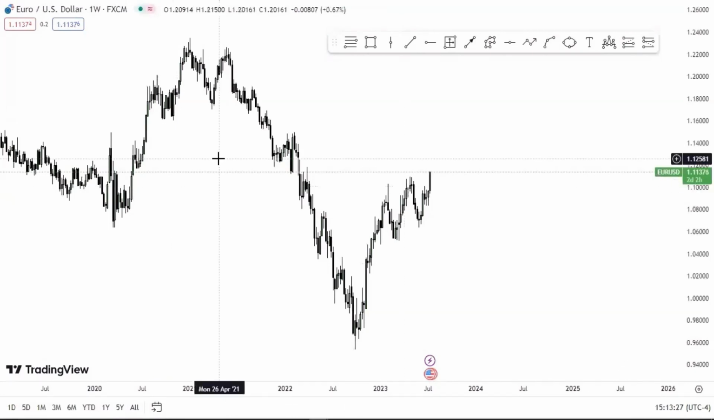Let me take that again. The chart is nothing but a graphical representation of time and price. Time on the horizontal axis, price on the vertical axis. And these two axes are extremely important for your analysis.